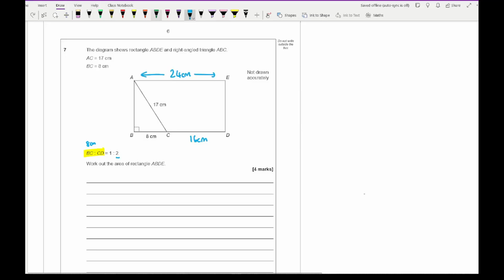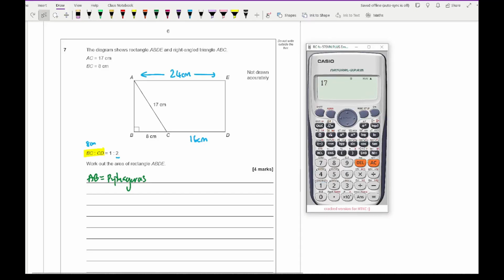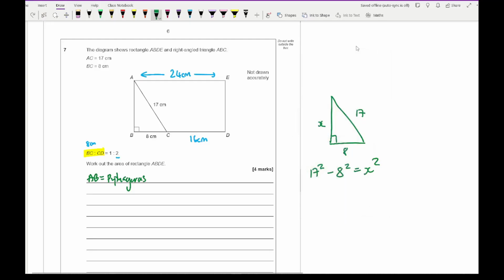Now to work out A to B, what I need to use is Pythagoras. So if I just quickly draw the triangle on the side, I've got 17, I've got 8, and I want to work out what this length here is. So to find the shorter side, I need to do long side squared, take away one of the shorter side squared, which gives me x squared, and then just type that into my calculator. So 17 squared minus 8 squared gives me 225. So x squared equals 225, so x equals 15. Now obviously it does equal plus or minus 15, but because we're dealing with length, it's going to equal 15. So this simply is 15 centimeters.